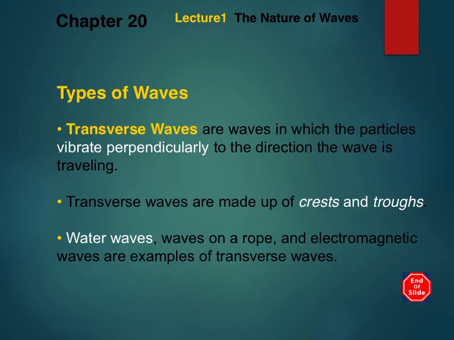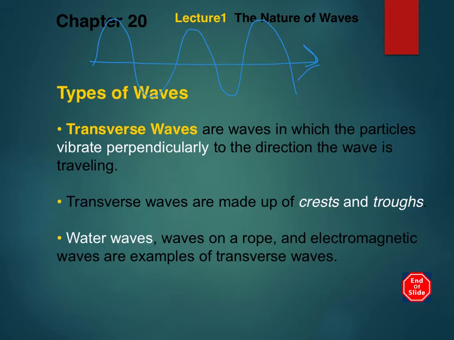So there's two main groups of waves. Transverse waves are waves in which the particle vibrates perpendicular to the direction that the wave is traveling, right? So if the wave is going this direction, that means it travels perpendicular, like this, okay? So it's like the opposite direction that the wave's actually traveling, okay?